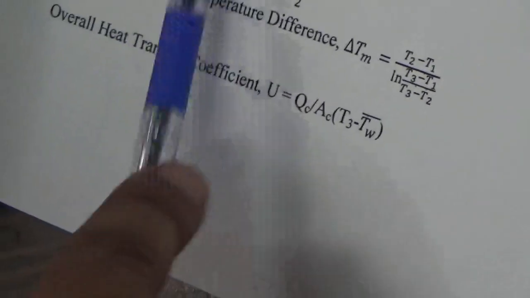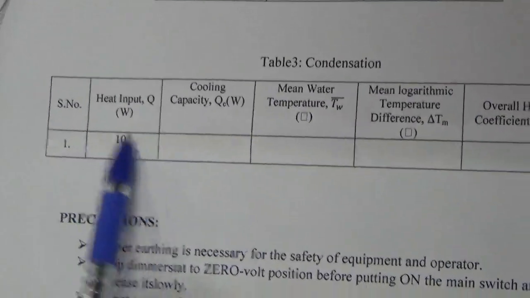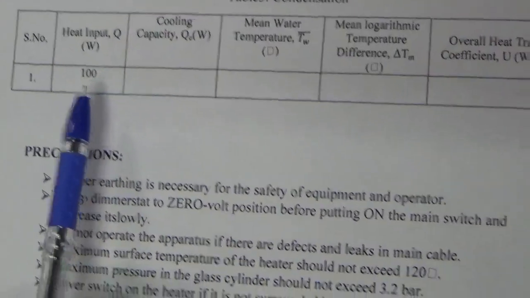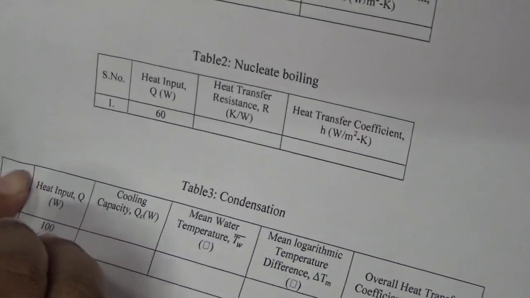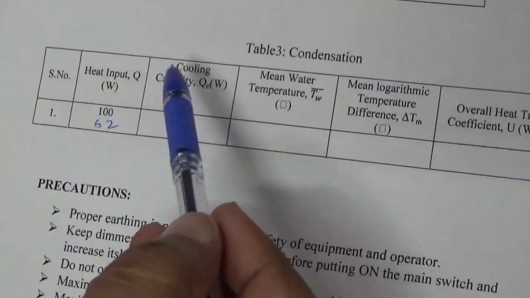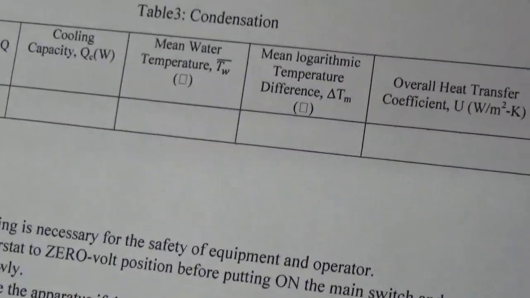So with the help of this simple formula, we can find out the overall heat transfer coefficient, and we can tabulate in this form for this particular value of heat input. For this case, I think we will take 62 degrees at 62 watt. The cooling capacity QC can be found out here and tabulated in this manner.